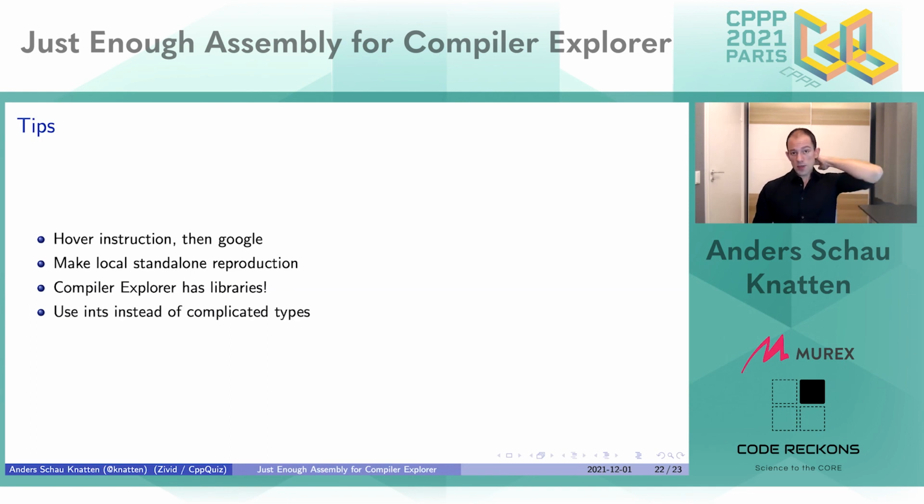Always start out using ints instead of complicated types, and then when you understand what's going on, you can swap in the proper types that you were interested in looking at. And of course, don't try it on your full project. This is a tool where you have a specific question and you ask Compiler Explorer what the answer is to this particular thing. You don't use it to inspect your whole code base.